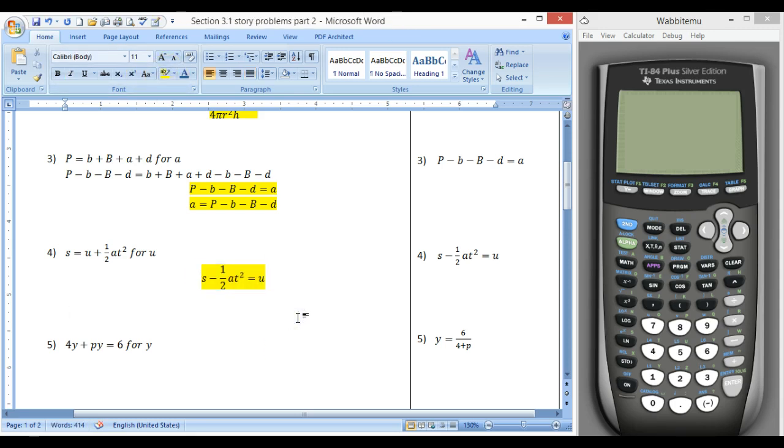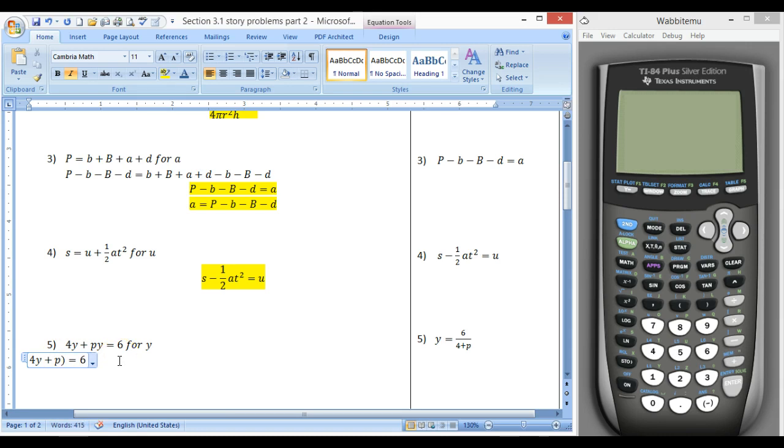Deceptively easy. Okay, let's move to the next one. This one's a little harder. This is the reverse of the distributive. Notice how I have 4y plus py. That y has been distributed into the 4 and the p. So what I want to do is undistribute it.